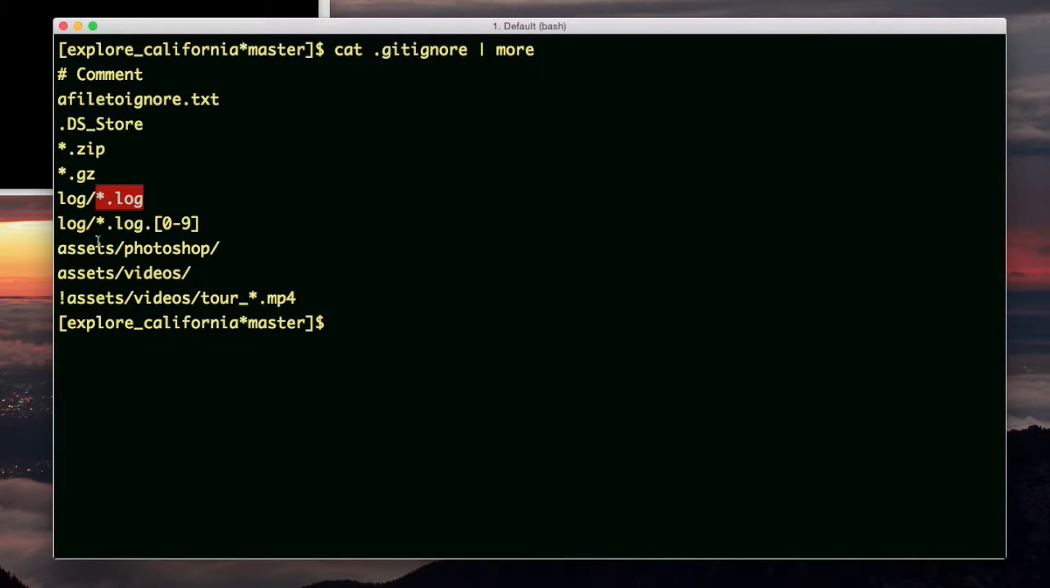The third thing I want to point out here is the character for making a line into a comment. It's the hash sign. Also notice the structure of this file. Every line has a file or pattern in it. Also notice here, there's the not sign right in front of this pattern, which means I want to exclude this pattern from the general rules, which include this other pattern. Okay?